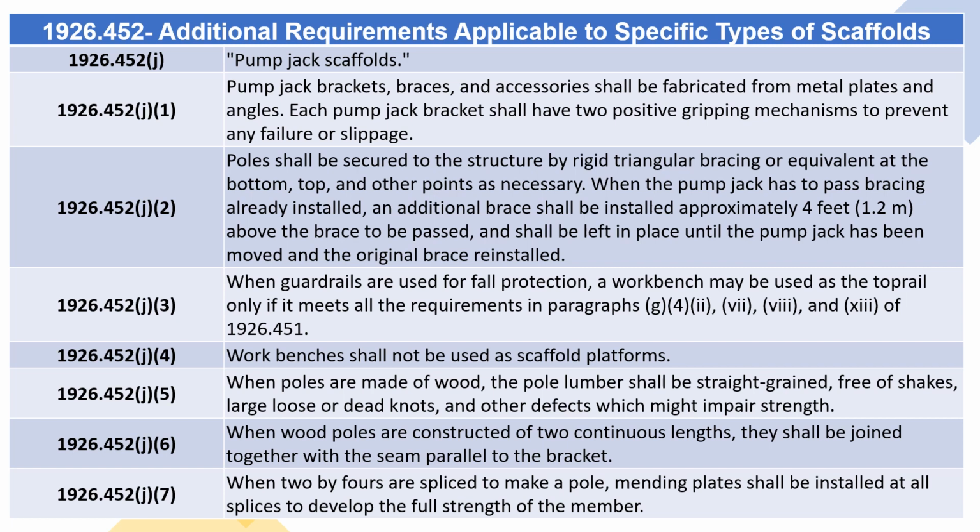When poles are made of wood, the pole lumber shall be straight-grained, free of shakes, large loose or dead knots, and other defects which might impair strength. When wood poles are constructed of 2 continuous lengths, they shall be joined together with the seam parallel to the bracket. When 2x4s are spliced to make a pole, mending plates shall be installed at all splices to develop the full strength of the member.